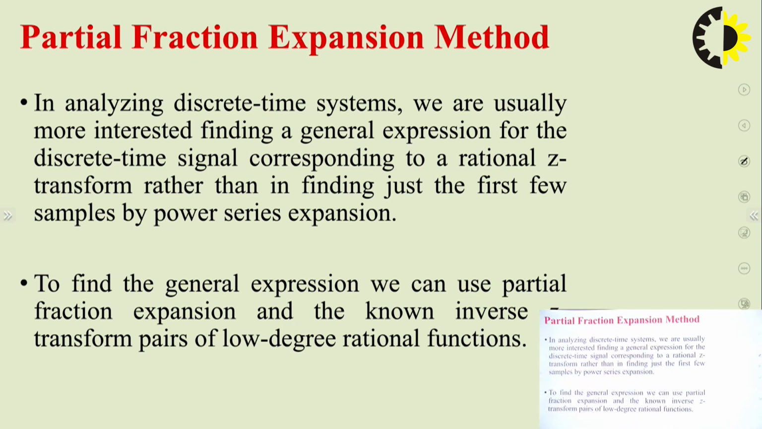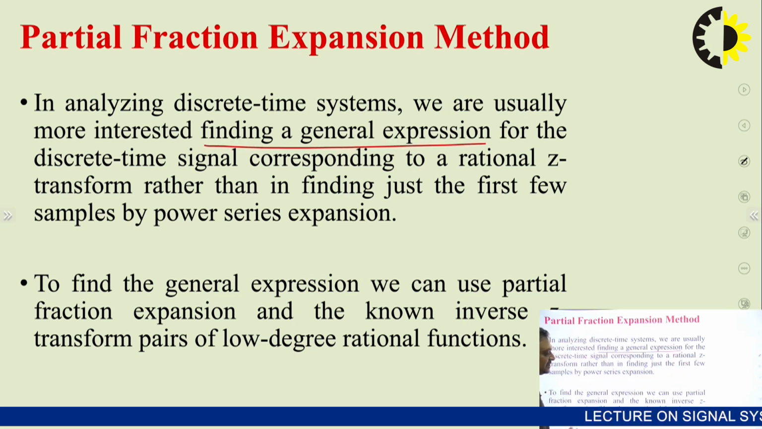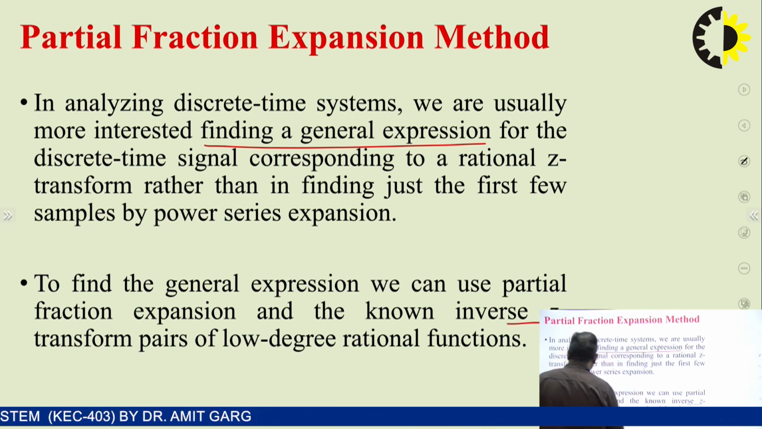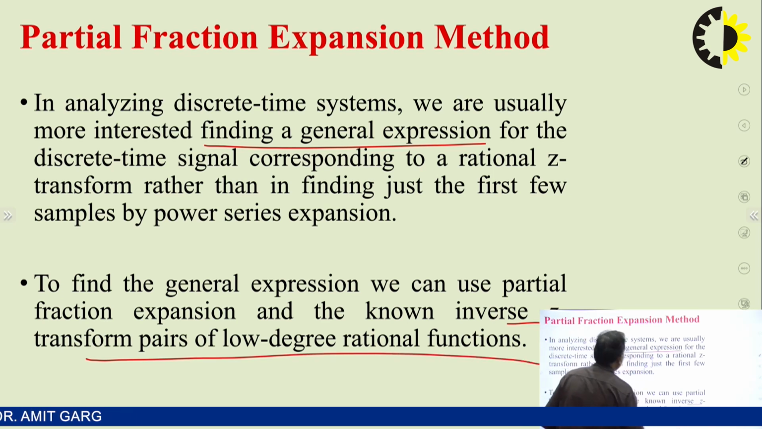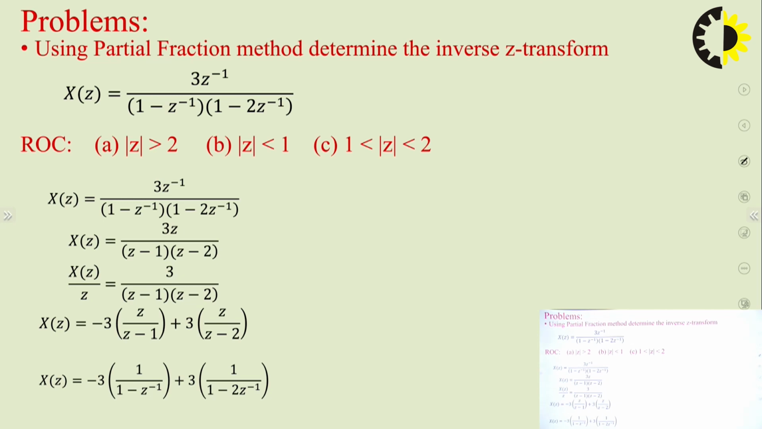So generally we are interested in finding a general expression rather than an expression in which we are getting only positive powers or negative powers. So we are using the partial fraction method. To find the general expression, we can use partial fraction expansion and known inverse Z transform pairs of low degree rational functions. It means we will see this also using a numerical.